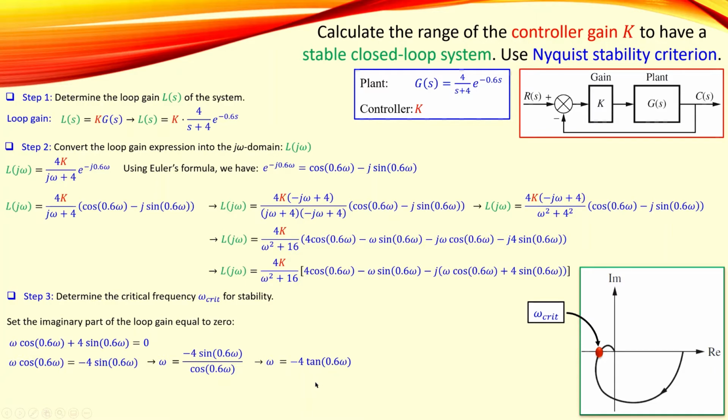Now you can solve this using a calculator or a program. If you do that, you will find a couple of values. We will take the smallest positive omega, and that will be in this case 3.94 radians per second. This is our omega critical. So we have now found our omega critical, which is 3.94. Okay, now this will be used in the next step.